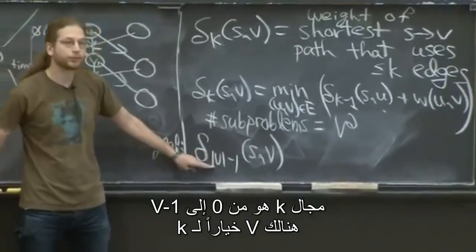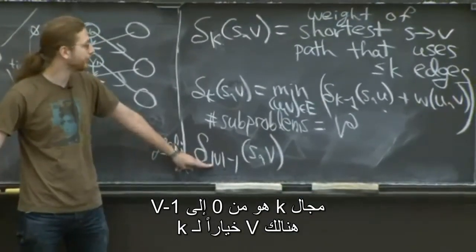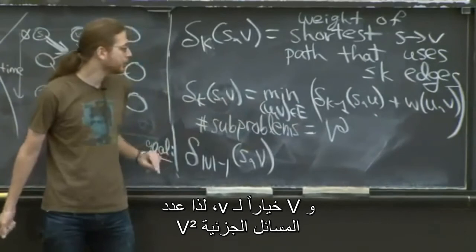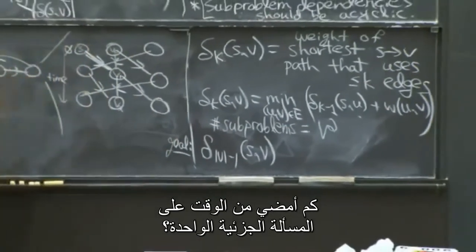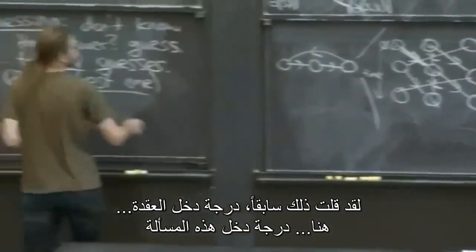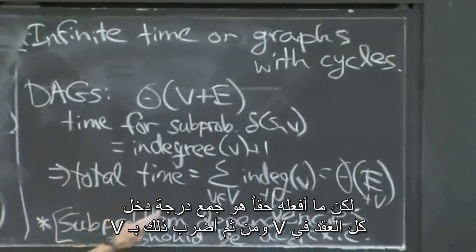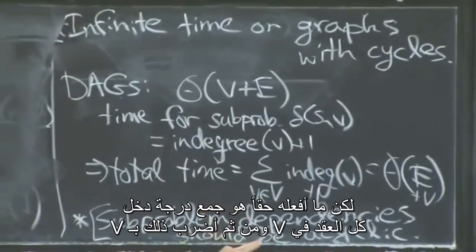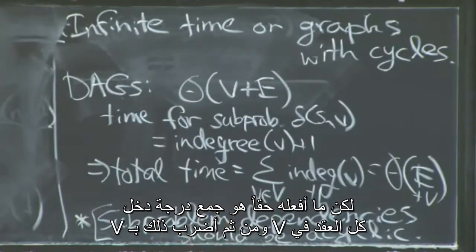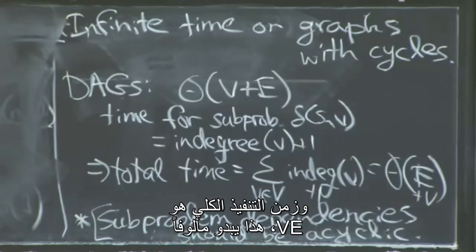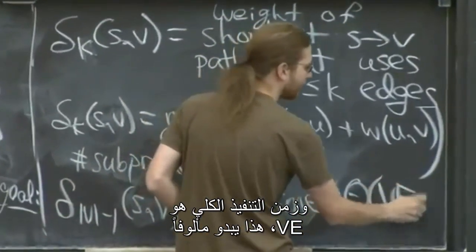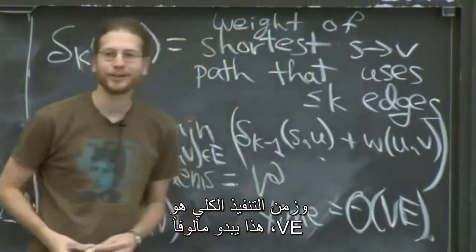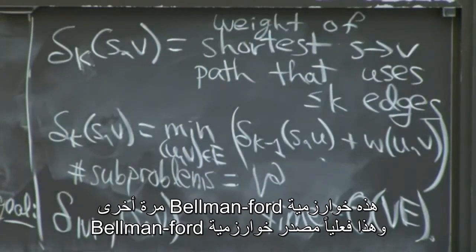So k ranges from 0 to V minus 1. So there are V choices for k. There are V choices for V. So the number of subproblems is V squared. How much time do I spend per subproblem? Well, same as before, the in degree. Where did I write it? Up here. The in degree of that problem. So what I'm really doing is summing over all V of the in degree, and then I multiply it by V. So the total running time is VE. Sound familiar? This is Bellman-Ford's algorithm again.